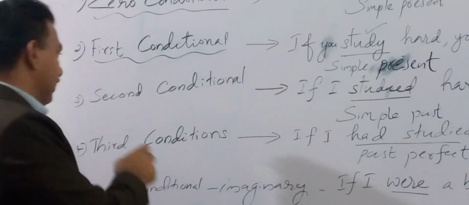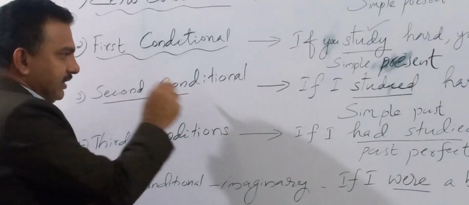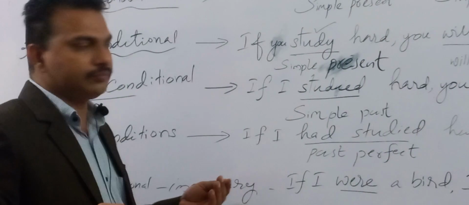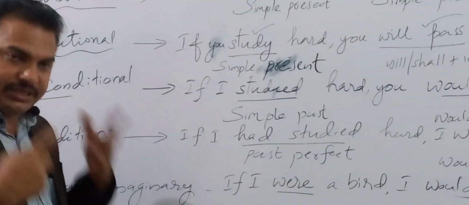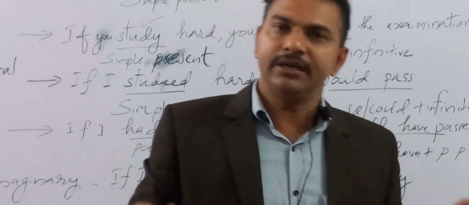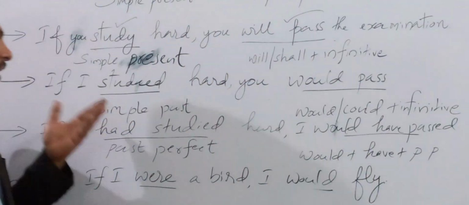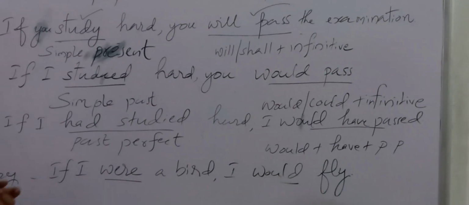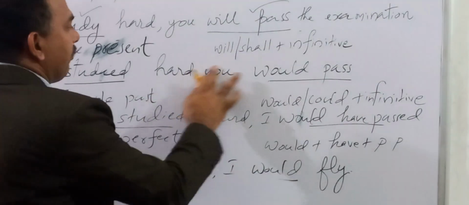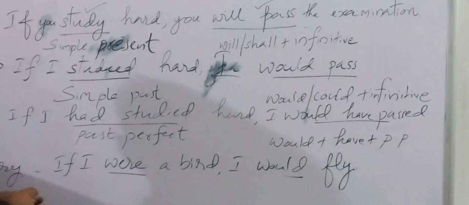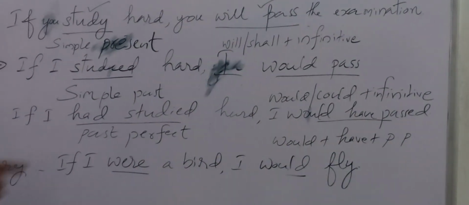That is the first conditional. Now the second conditional is the rejected conditional, where you didn't do it. You did not study, and as a result you failed. So you would say, if I studied hard, I would pass. Here it should be I. So if I studied hard, I would pass.